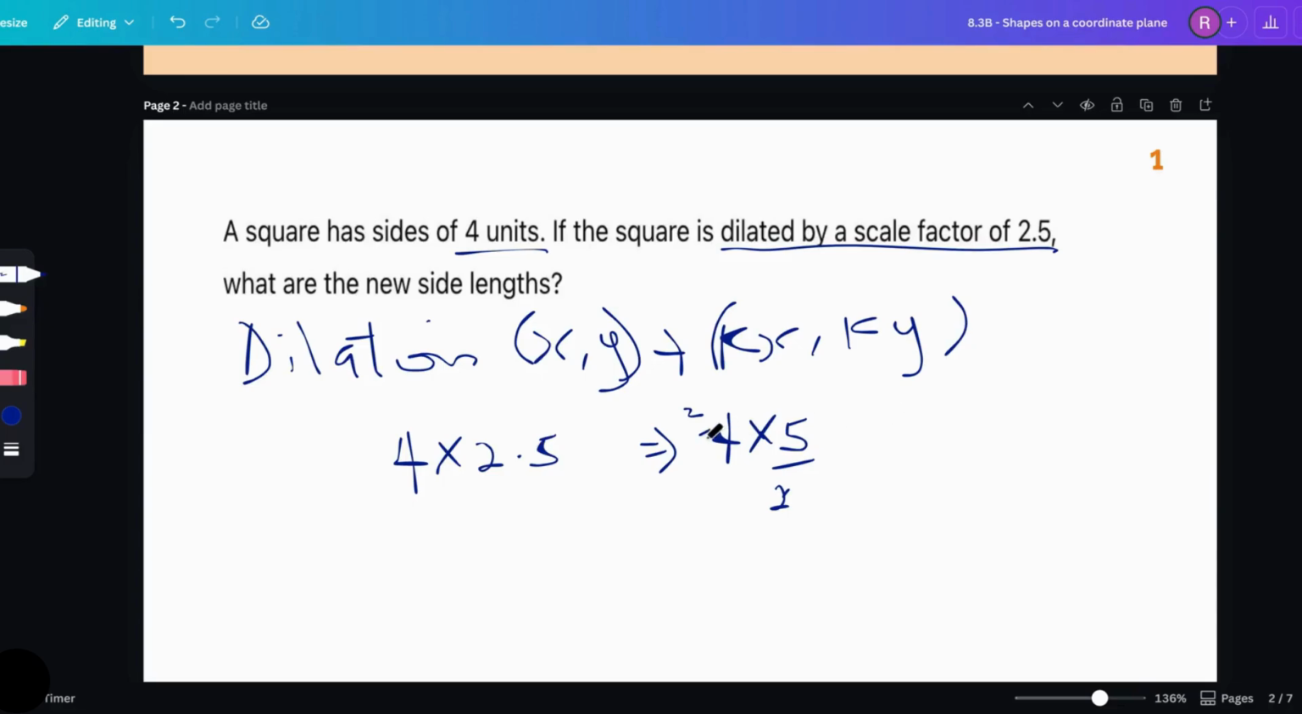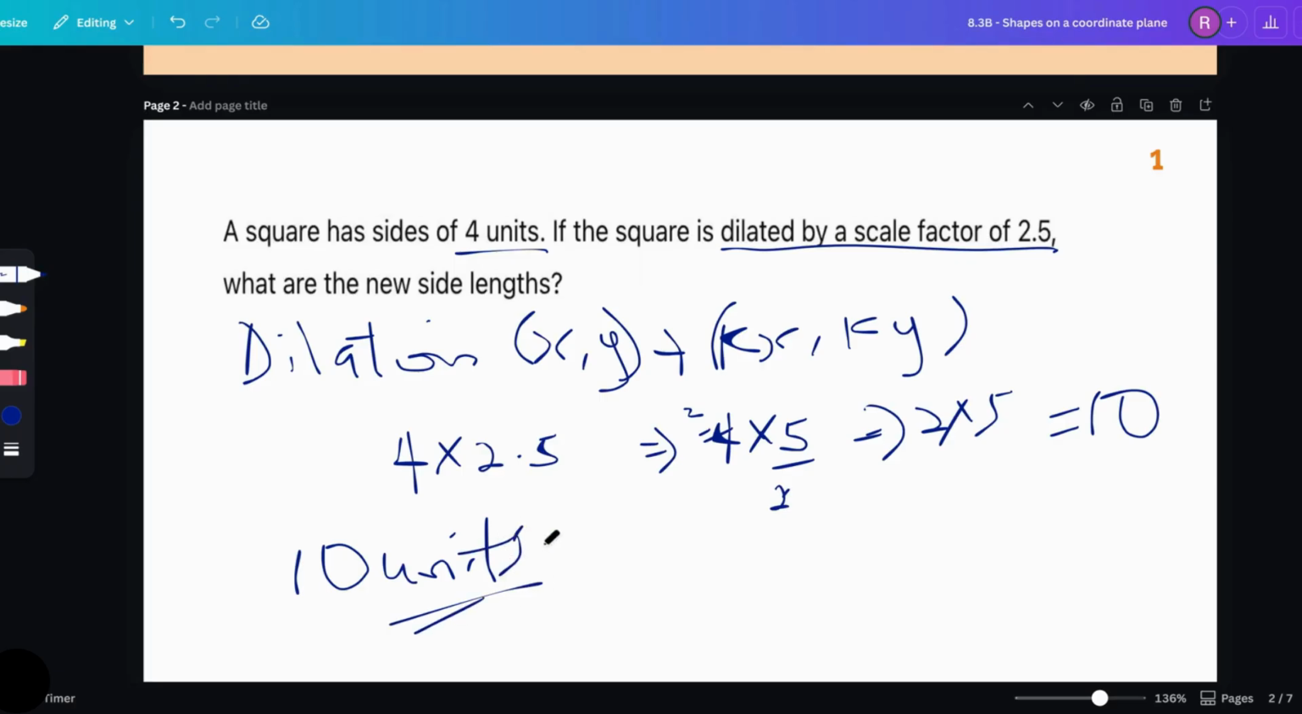When we multiply 2 times 5, that becomes 10. So that means the new length will be 10 units. Each of the new lengths will be 10 units since it is a square. So that is how to dilate. We have one scale factor and all you need to do is to multiply through by the given scale factor.